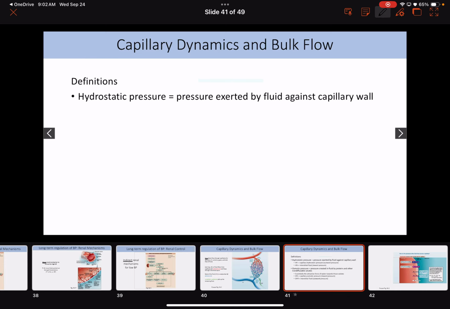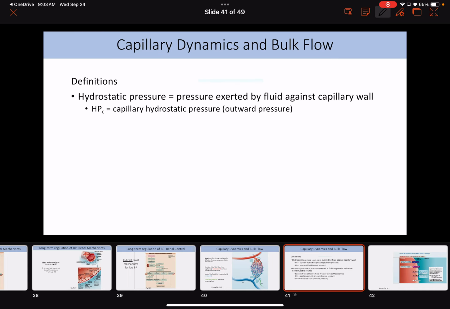Before we get to the math portion of it, you're going to have to know some definitions. So first we have what's called hydrostatic pressure. Hydrostatic pressure is the pressure exerted by fluid against the capillary wall. How much force is being pushed up against these capillary walls as they're trying to deliver fluid and oxygen nutrients to the organs? It's basically blood pressure. Hydrostatic pressure is essentially blood pressure. How much pressure is being exerted from the inside against the walls?